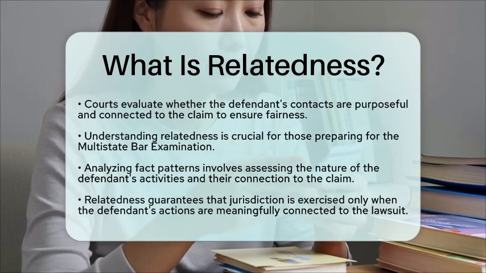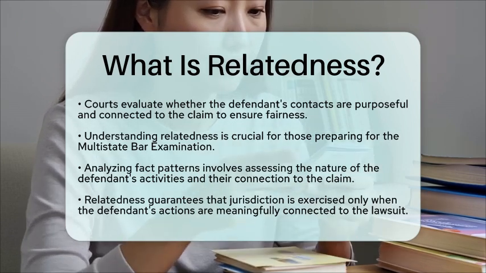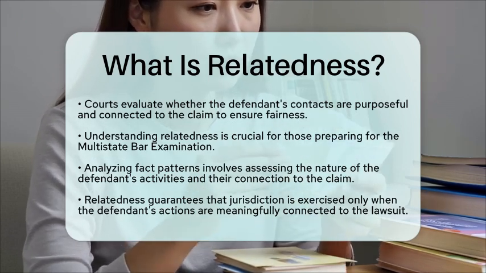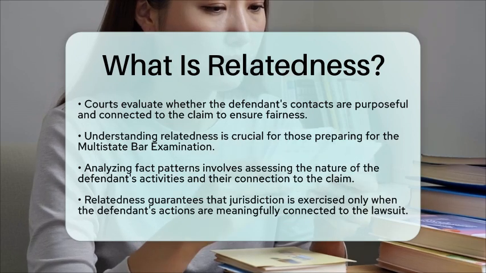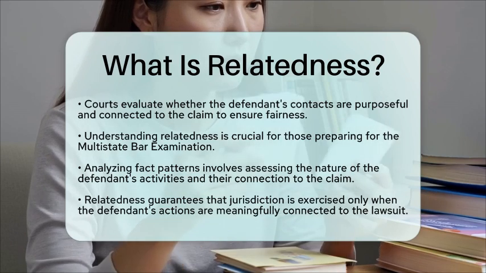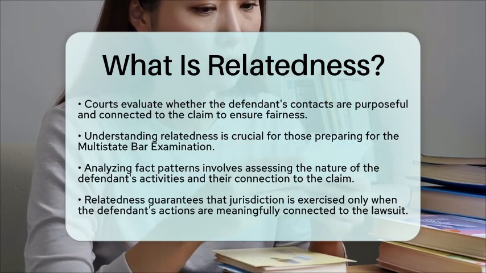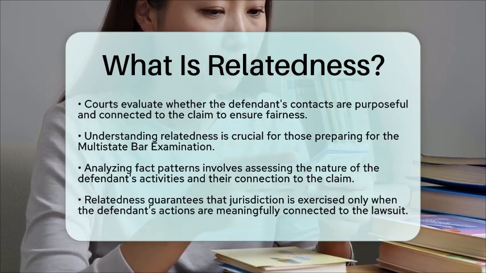In essence, relatedness is the link between the defendant's actions in a state and the legal claim against them. This connection is essential for a court to exercise specific personal jurisdiction. It guarantees that jurisdiction is only exercised when the defendant's activities in the state are meaningfully connected to the lawsuit at hand.